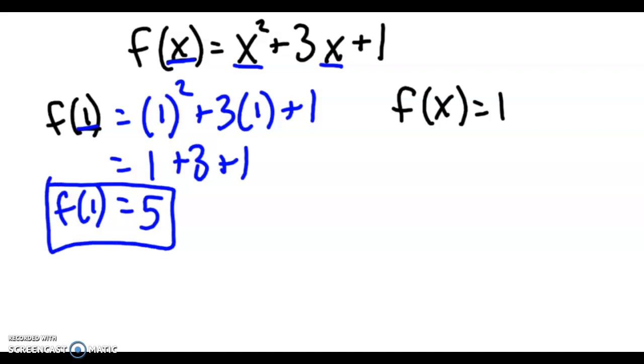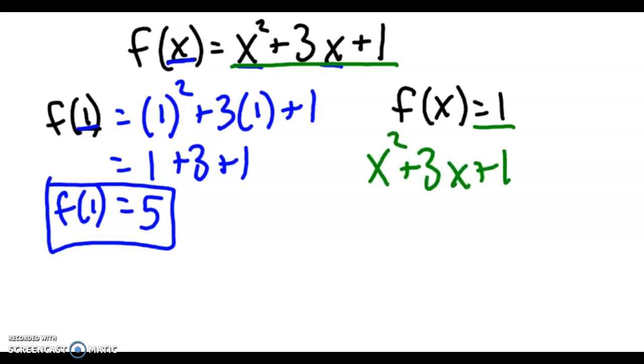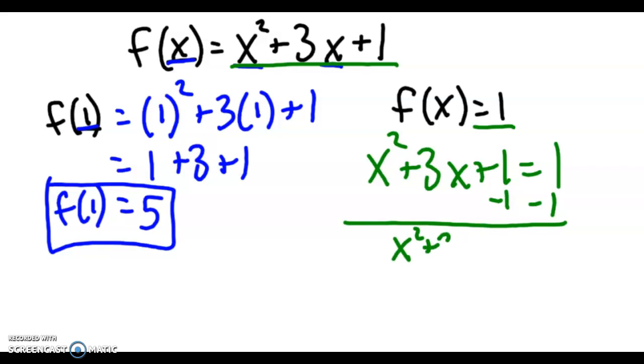Now, in our second example, we have f of x is equal to 1. So we're taking the entire equation f of x and setting it equal to 1. So now we have x squared plus 3x plus 1 is equal to 1. Since this is a quadratic equation, our first step for solving these is that they must be set equal to 0. So we're going to subtract 1 from both sides, and we get x squared plus 3x is equal to 0. From here, we're going to try to factor.